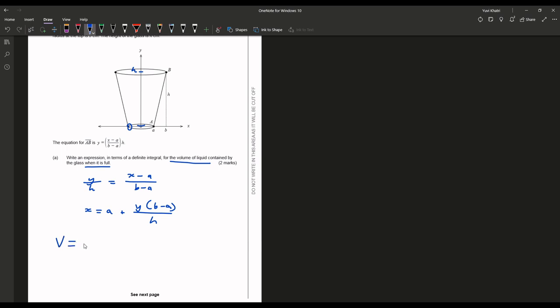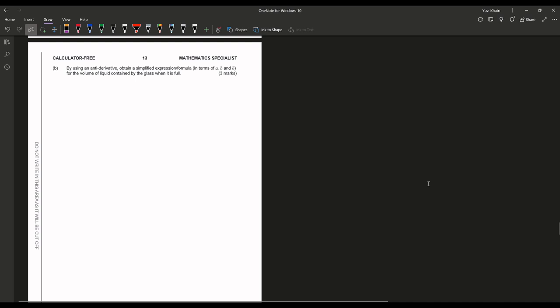So we can just use our volumes of revolution formula here. It's going to be pi times the integral from 0 to h of a plus y times b take a over h, squared, dy. And that is our answer for A.